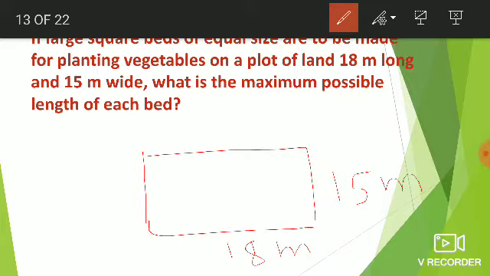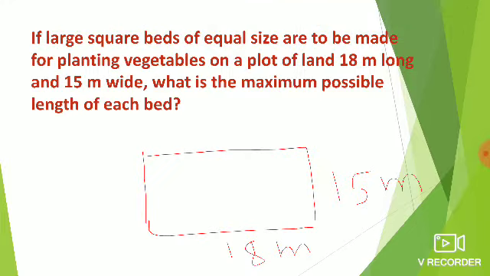How many beds will be possible, that we don't know, and what will be the length of it, that also we don't know. So we have to find out what will be the maximum possible length of each bed. I will give you here one trick to solve it. It is very easy. What you have to find out here, HCF or LCM? Okay, so here maximum is asked.